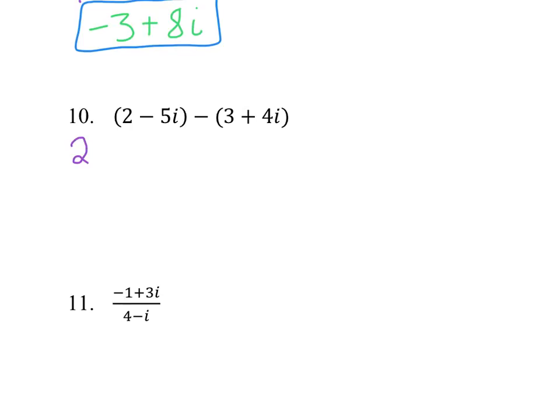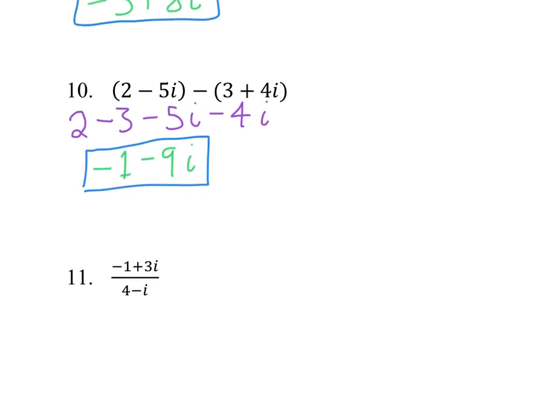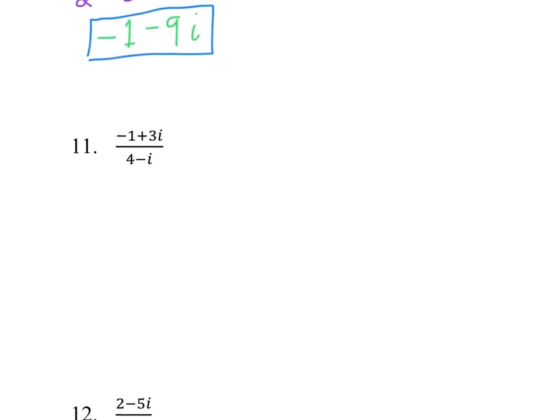So we have our 2. We're subtracting a 3, so minus 3. We have a minus 5i, and we're subtracting a 4i, so really just minus the 4i. From there, 2 minus 3 is negative 1. And minus 5i minus 4i, we're looking at minus 9i for that. You can put that in a box, that's the answer. Oh boy, now getting to number 11.